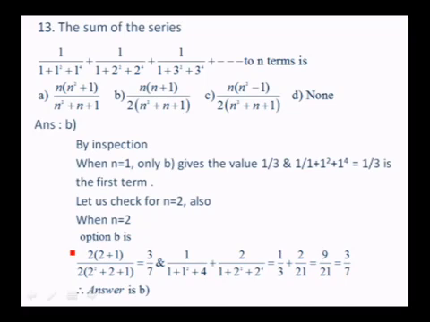When n equals 2, option B is 2 into 2 plus 1 over 2 into 2 square plus 2 plus 1, which is 3 by 7. And if you add the first and second terms in the given series, 1 over 1 plus 1 square plus 1 to the power of 4 plus 2 over 1 plus 2 square plus 2 to the power of 4 is equal to 1 by 3 plus 2 by 21. 9 by 21 is equal to 3 by 7. So the answer is B. So ಇಲ್ಲಿ ಸ್ವಲ್ಪ 1 over 1 plus 1 square plus 1 to the power of 4 ಅಂತ ಬಿದ್ದಿದೆ, ಅದನ್ನು ಸ್ವಲ್ಪ ತಿದ್ಕೊಳ್ಳಿ. ಸೊ ಆನ್ಸರ್ ಈಸ್ ಬಿ.